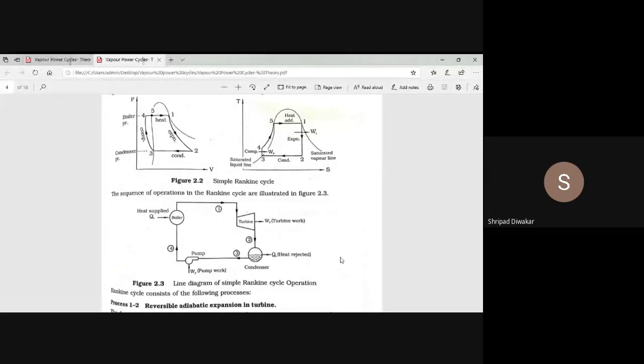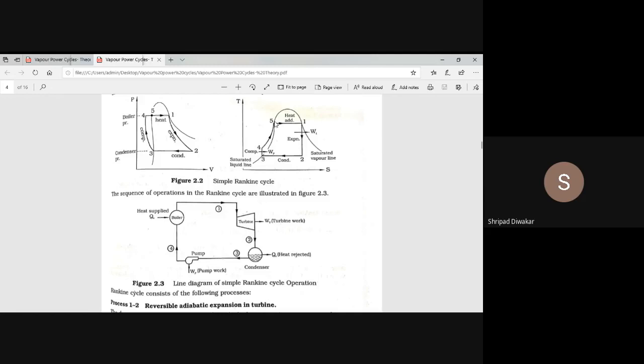I'm explaining the Rankine cycle. As I said, the Carnot cycle is the ideal cycle we cannot use because it is very difficult to achieve the isothermal process in the actual case. Hence, we go for the Rankine cycle. So 1 to 2 is reversible adiabatic expansion. 2 to 3 is the condensation process. 3 to 4 is the pump work, that is, pressure and temperature increase.